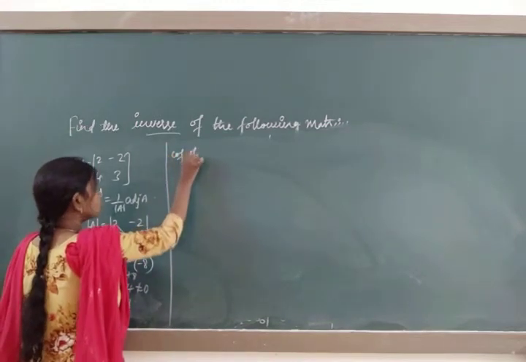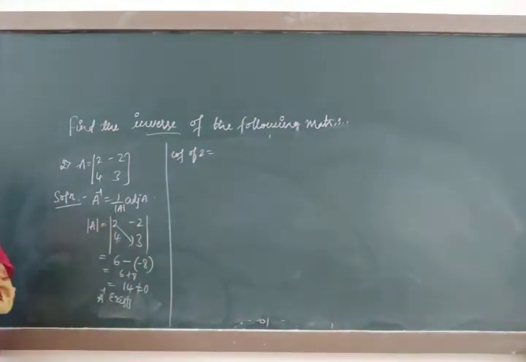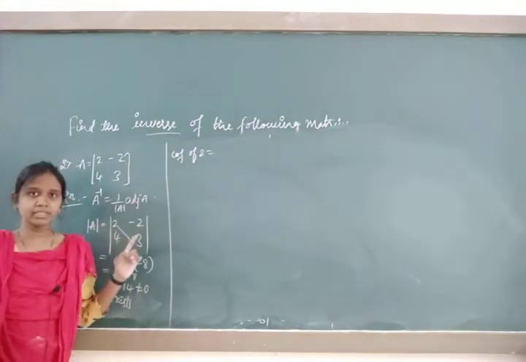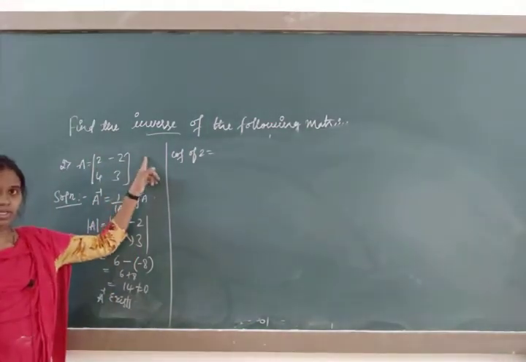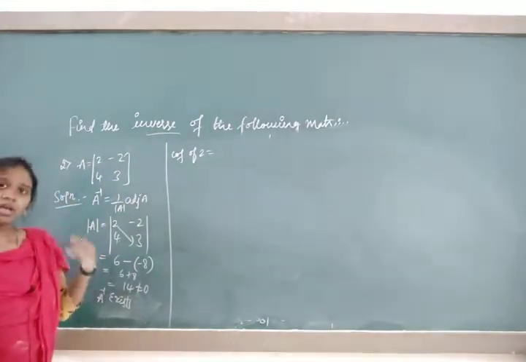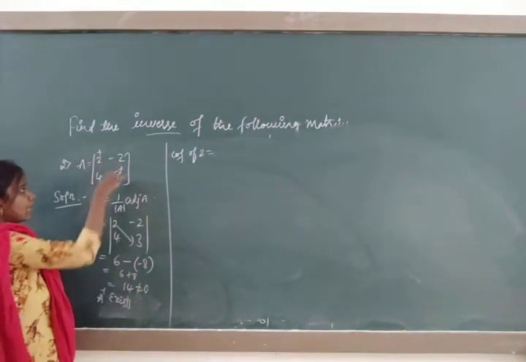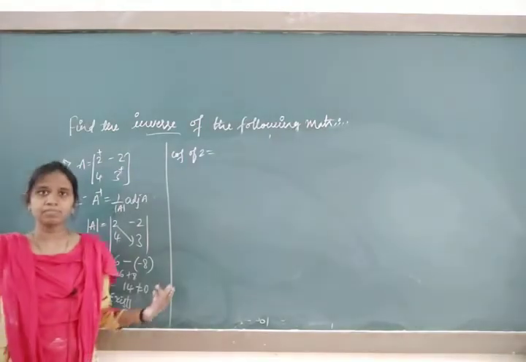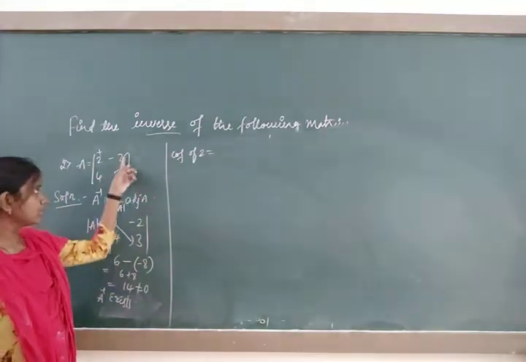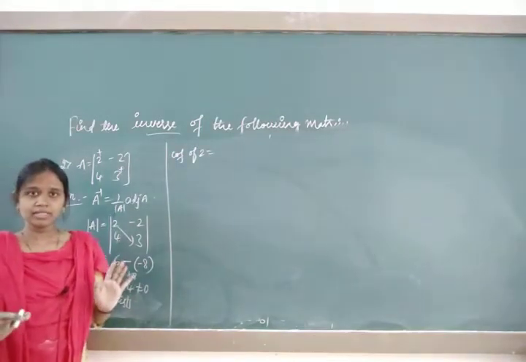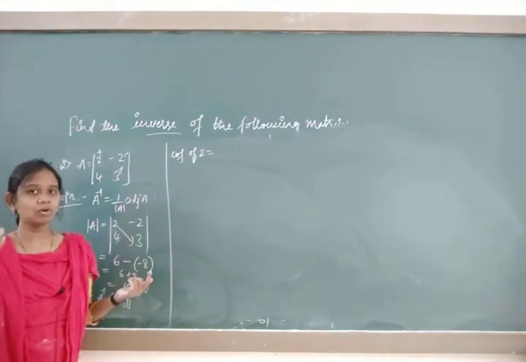Cofactor of 2. For 3 cross 3, I told you to start from the alternate signs plus, minus, plus. But for this one, again you have to start with the plus, and remember the diagonal elements are always plus. The primary diagonal, these two will be the plus signs you have to take. The secondary diagonal you take as minus, or else you can use the formula minus 1 to the power of i plus j.